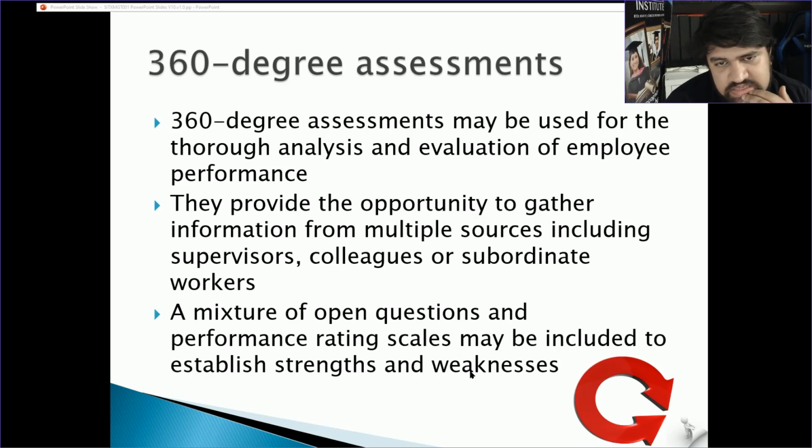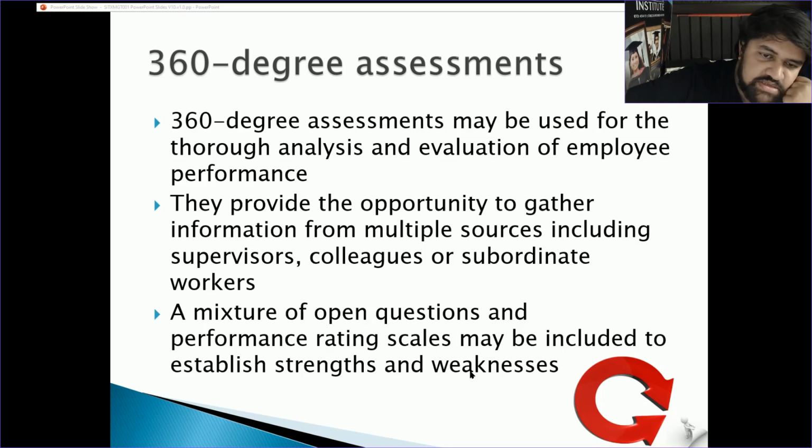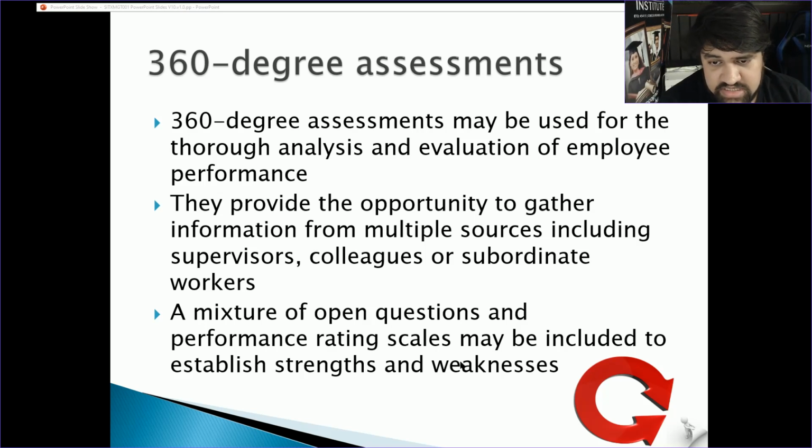360-degree assessments. So 360-degree assessments may be used for the thorough analysis and evaluation of employee performance. They provide the opportunity to gather information from multiple sources, including supervisors, colleagues, and subordinate workers. A mixture of open questions and performance rating scales may be included to establish strengths and weaknesses.